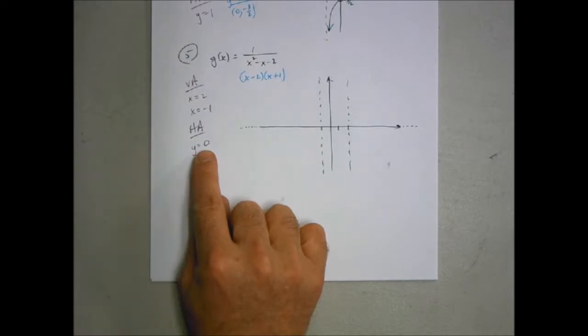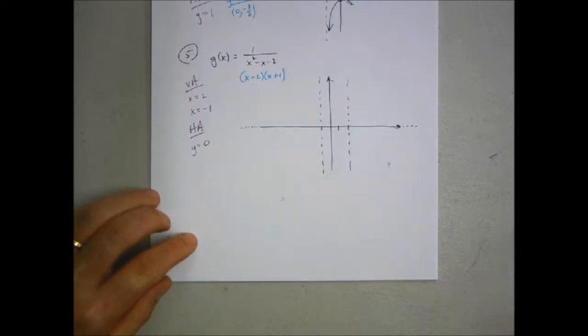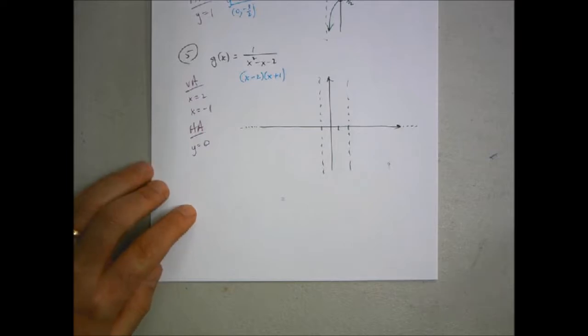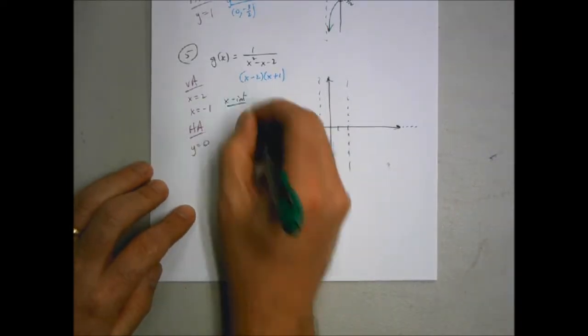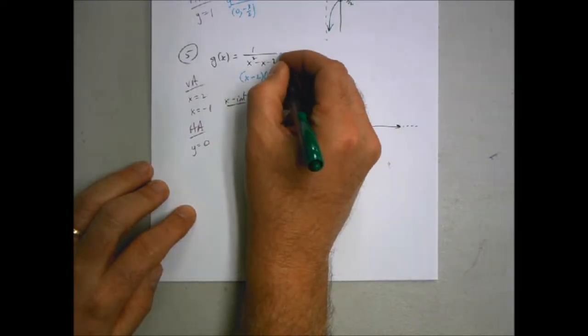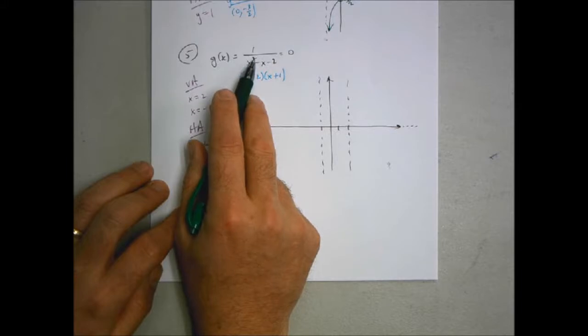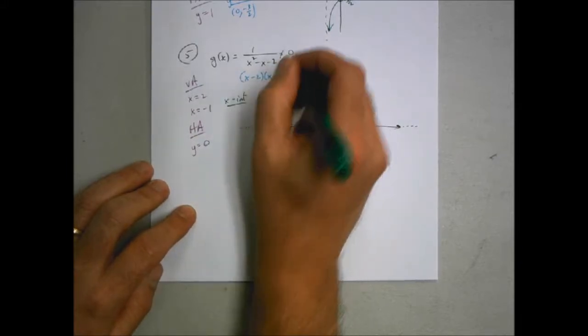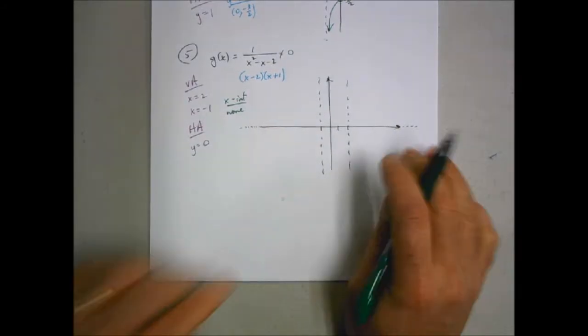Okay, x-intercepts. If I plug in 0 for the y, can that fraction equal 0? No, it doesn't equal 0. There are no x-intercepts. Now, perhaps you were saying, well, the horizontal asymptote, of course there's no x-intercepts. Graphs can touch or cross horizontal asymptotes. They will never, ever touch or cross the verticals.